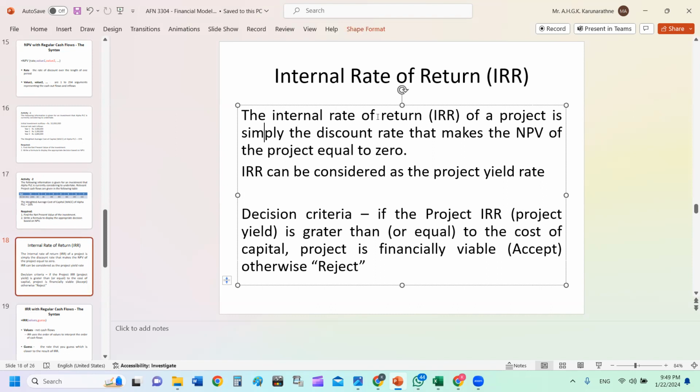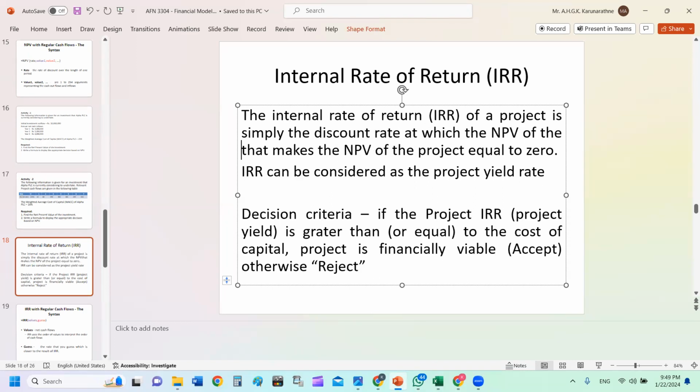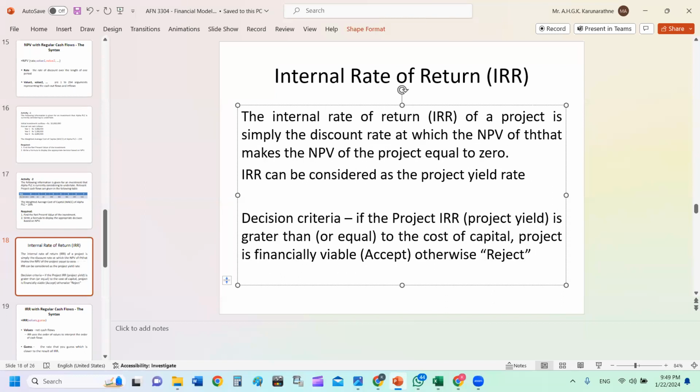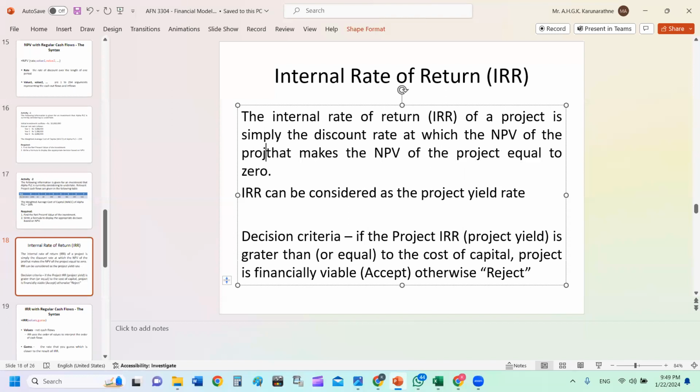What is internal rate of return? The internal rate of return of a project is simply the discount rate at which the NPV of the project becomes zero. It is the rate that makes the NPV of the project equal to zero.